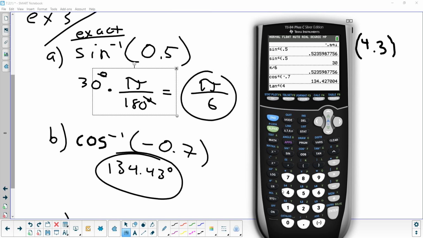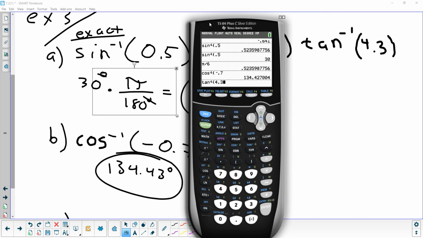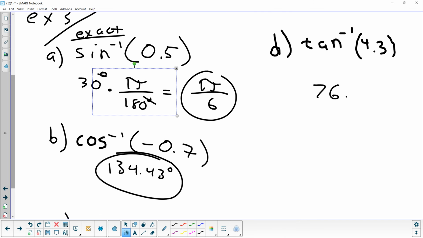Inverse tangent of 4.3. Before I hit enter, can someone remind me, what's the domain of inverse tangent? Think about how far left and right the graph goes. Yep. Negative infinity to infinity. So that's going to work fine. I'll get an answer, 76.91. That's fine.